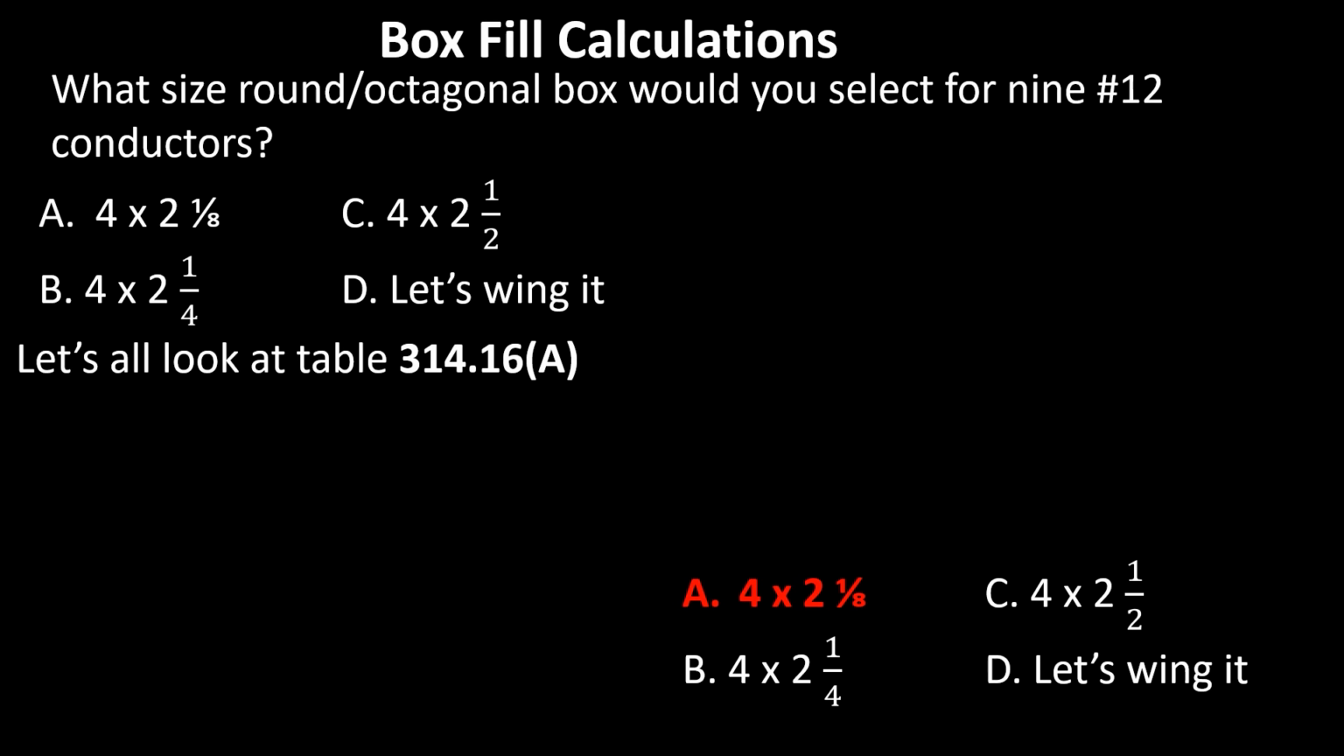Do you see how that works? So starting from left to right, it shows you the dimension of the box, the type of box, it shows you the total cubic inches, and then for each respective conductor, it tells you how many you're allowed to put in that box. Okay, so that's the breakdown of this table.